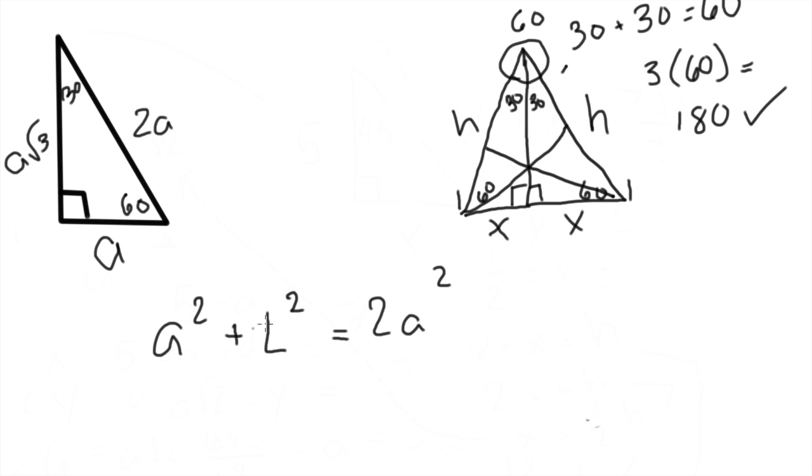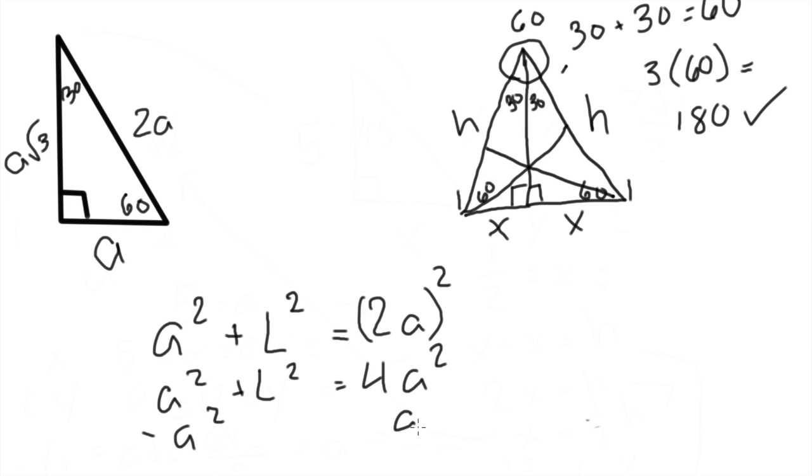We simplify this. I'm going to add my parentheses here, so we make sure that we square both parts of that. When you simplify this, you get a squared plus L squared is equal to 4a squared, because we have to square the 2 and we also need to square the a. We're going to subtract a squared from both sides in order to get L by itself. I'm going to write the rest to the right. That would give us L squared equals 3a squared.